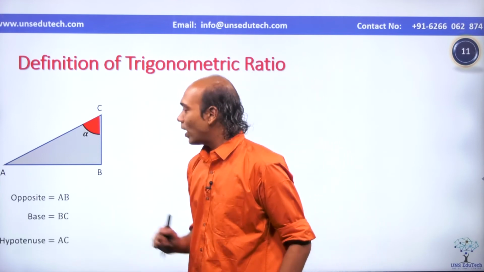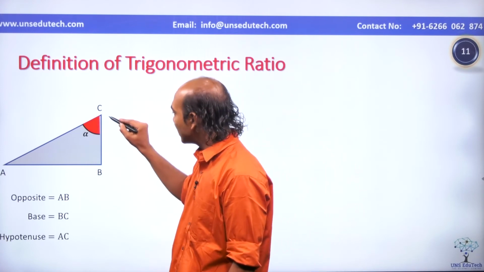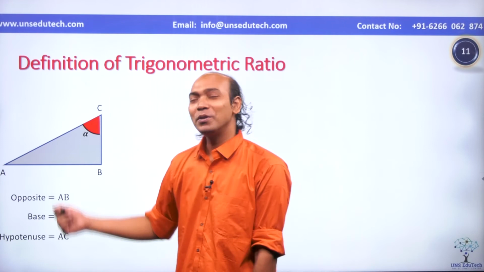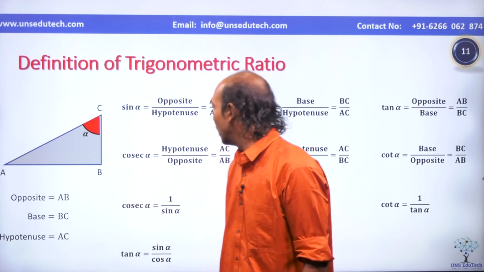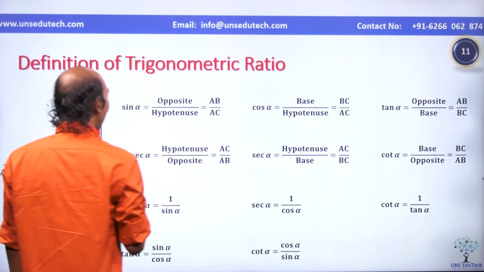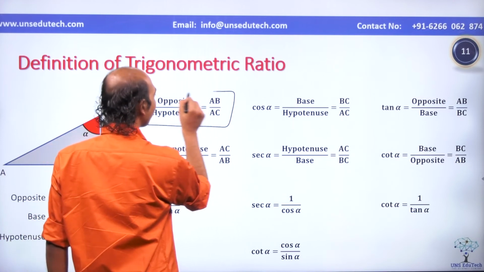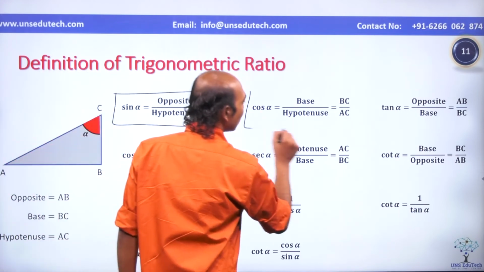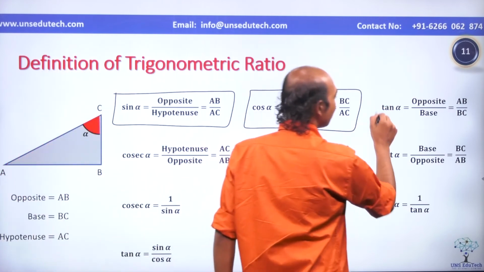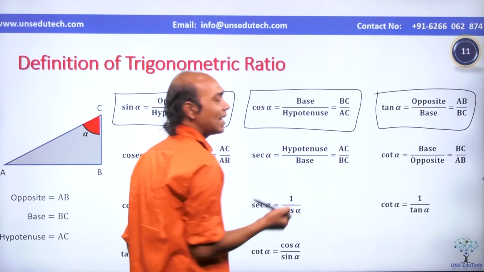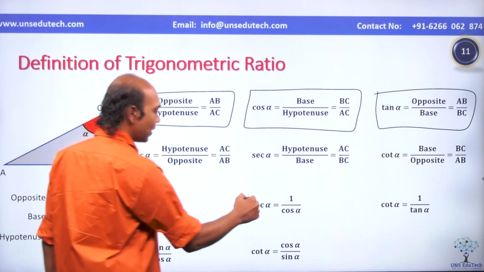So, with respect to alpha, what is the opposite side? That is obviously AB. What is the base? That is BC. And hypotenuse is obviously constant. The longest side is the hypotenuse. Now, calculate using that: sine alpha, opposite by hypotenuse, that is AB by AC. Cos alpha is obviously BC by AC. Tan alpha is opposite by base. The same thing. Now, a similar process we can apply for all those remaining things.